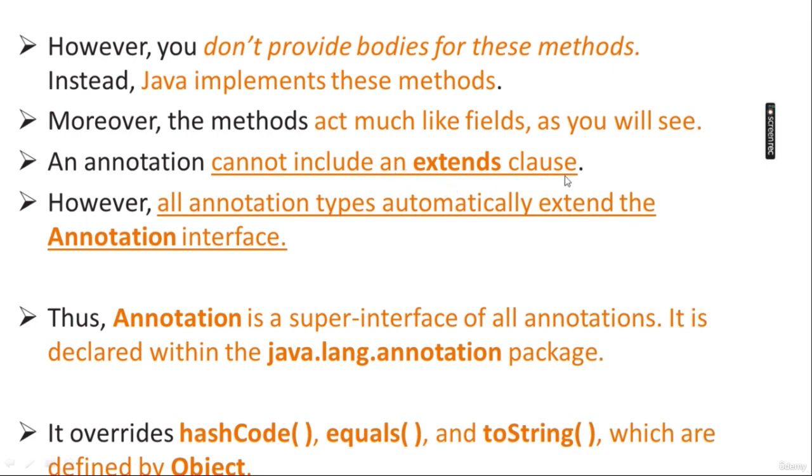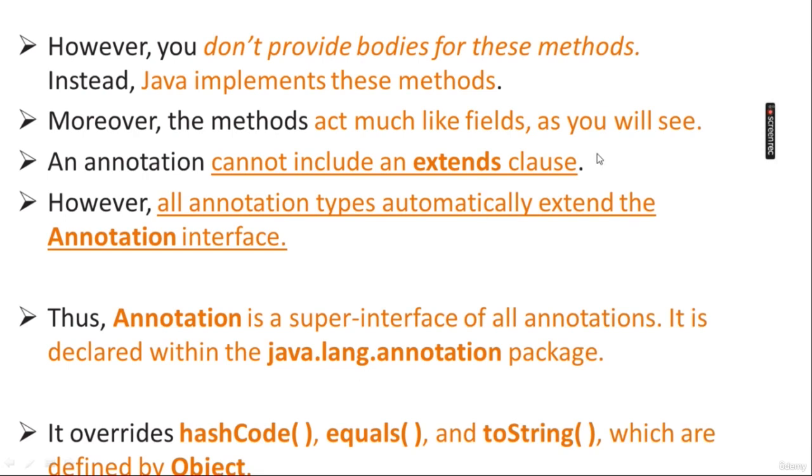Annotation cannot include an extends clause. This is the rule. All annotation types automatically extend the Annotation interface. Annotation is the super interface of all annotations. It is declared within the java.lang.annotation package. It overrides hashCode, equals, and toString methods which are defined by Object.